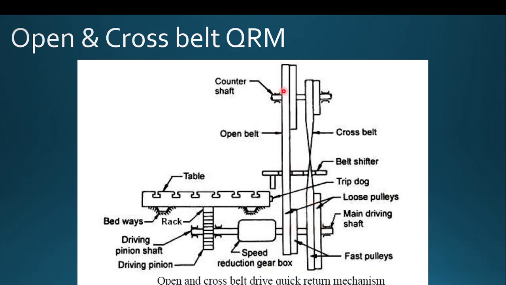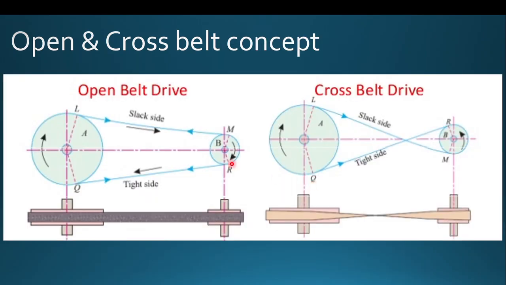And at that time, the main shaft and counter shaft are connected with two different belt drives. See here, the larger pulley of the counter shaft has the open belt, and the smaller pulley of the counter shaft is engaged with the cross belt. What is actually an open belt and a cross belt? See this diagram: this is nothing but the open belt drive and this is nothing but the cross belt drive. You may see this kind of belts maybe in your workshop and other places.